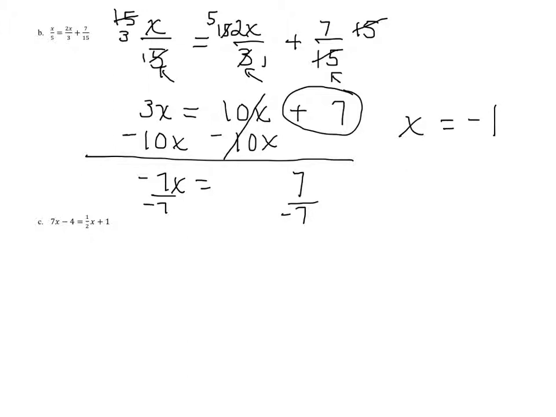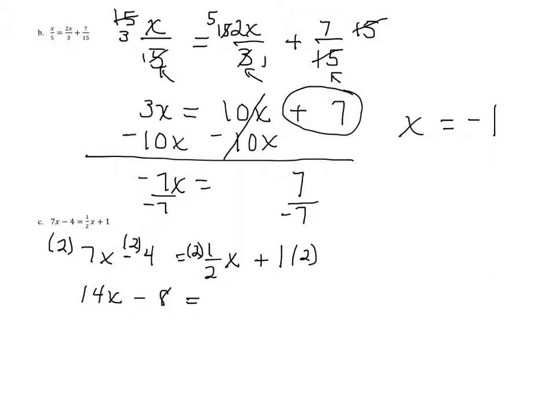Now let's look at part C here. We get 7x take away 4 is equal to 1/2 x plus 1. So I only have one denominator, so I'm going to multiply everything through by 2. I put the little parentheses in to indicate we're multiplying here so I'm not messing up. So this is 14x, take away 8. The 2's will divide out and get 1, so x plus 1 times 2 is 2.